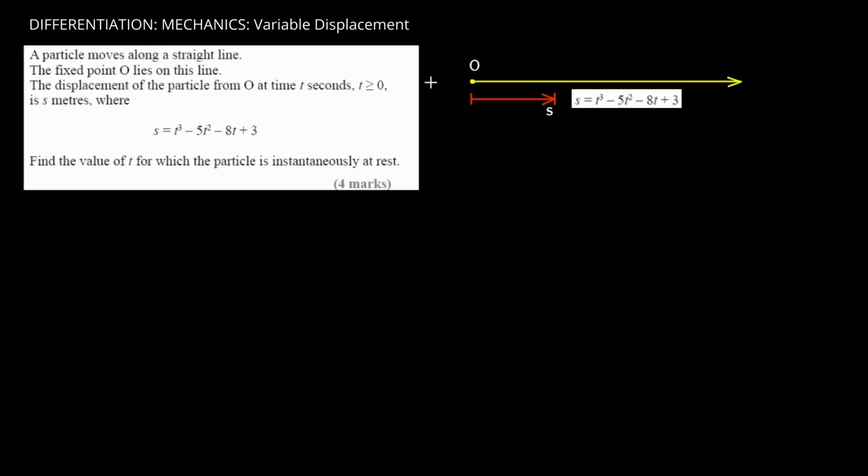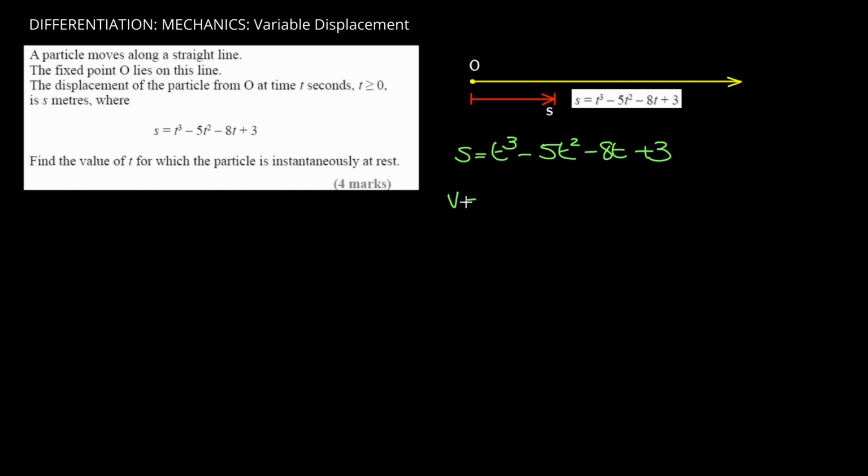We've got a particle moving along a straight line from the point O. We're given its displacement, s, in terms of t, and the displacement is some sort of cubic. Now, when a particle is instantaneously at rest, this means the velocity is zero. If a particle is at rest, it's stationary. So we need to find the velocity from our equation for the displacement. And velocity is rate of change of displacement. So we need to differentiate this expression and then equate it to zero.